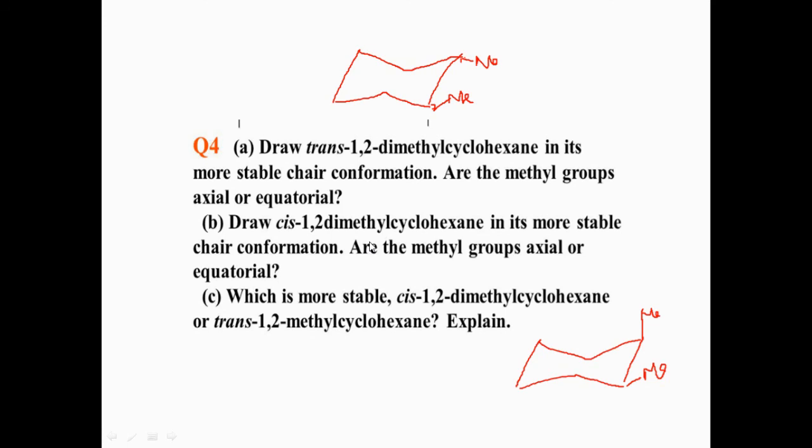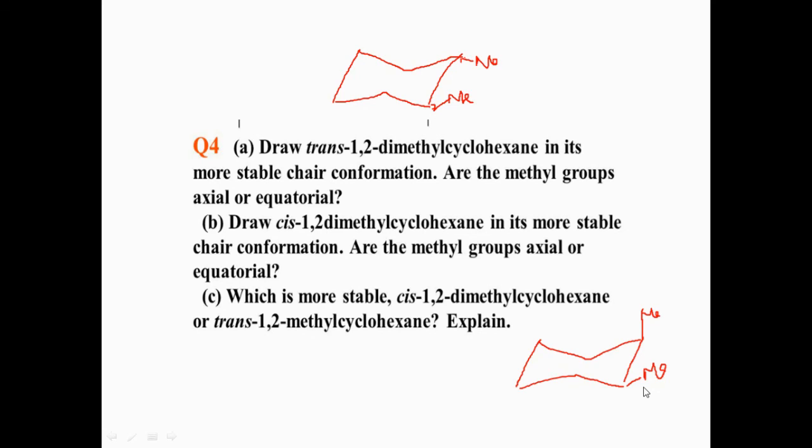Draw cis 1,2-dimethylcyclohexane in its most stable chair conformation. Are the methyl groups axial or equatorial? In the case of 1,2-disubstituted cyclohexane, the cis form is axial-equatorial. So one methyl group is on the axial and the other methyl group is on the equatorial, then it will be a cis conformation. One methyl group is at axial and the other at equatorial.